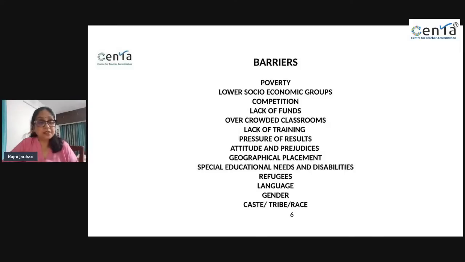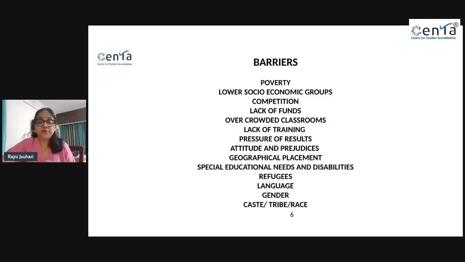Special education needs and disabilities, how much do we understand these children? How much are we trained to handle them? Sometimes refugees, they are coming from a very different background. Emotionally, maybe they are too disturbed and cannot be a part. That could be a barrier. Language is a very big barrier. Gender is another big barrier. Sometimes it is caste, it is the tribe that you come from or from the race that you come from. That can be a barrier. So someone said religion can be a very big barrier.